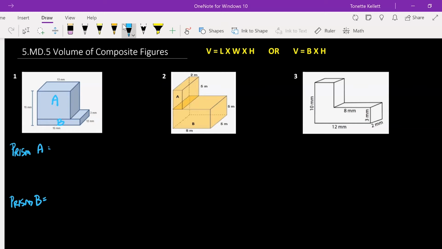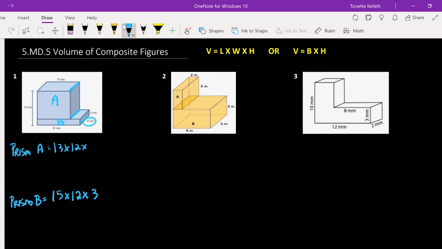I see length is 15, width is 12, and height is 3. It's kind of hard to see in this figure. In prism A, the length is 13. Now the width, you have right back, this would be the width. It matches this, and that matches this. So the width is going to be 12.